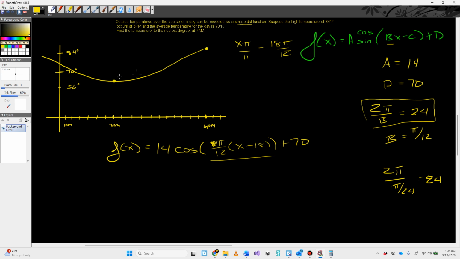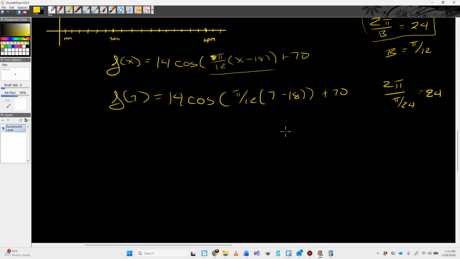And I know that this graph is not 100% correct because I'm pretty sure that that might not be the lowest point of the graph. But it's a good average. It's a good estimate. But I'm looking for this exact point. I'm looking for this y value. And I'm going to be plugging in the x value 7 a.m. Well, what's that value? Well, if x is 0 at this point, this is 1, 2, 3, 4, 5, 6, 7. So f of 7 is equal to 14 times cosine pi over 12, and that's going to be 7 minus 18 plus 70.